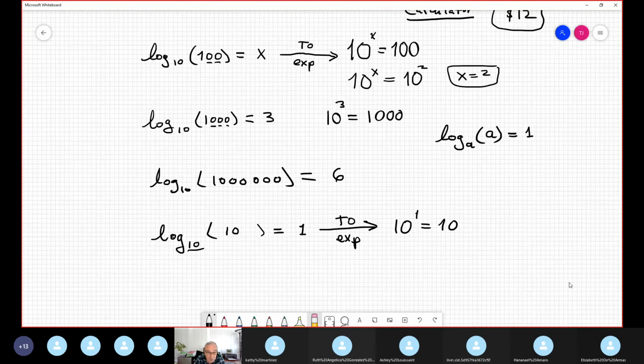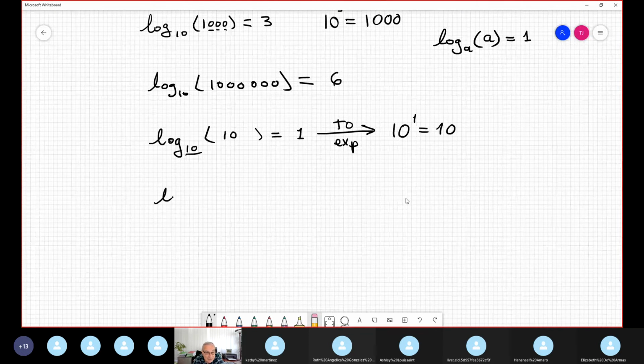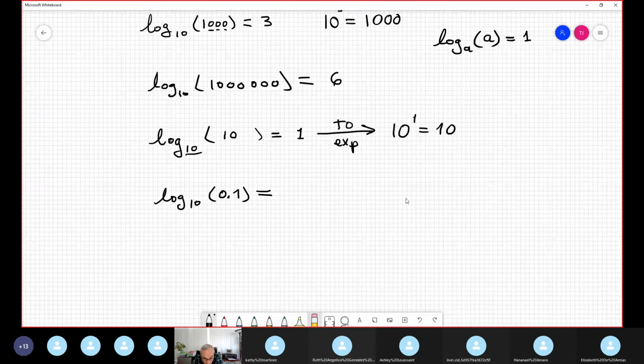Excellent. I want to complicate it a little bit. Suppose logarithm base 10 of 0.1. What do you think? I have no idea. Does somebody have an idea? Well, it looks complicated. The intuition doesn't work very well. Therefore, I put x and I convert to exponential.